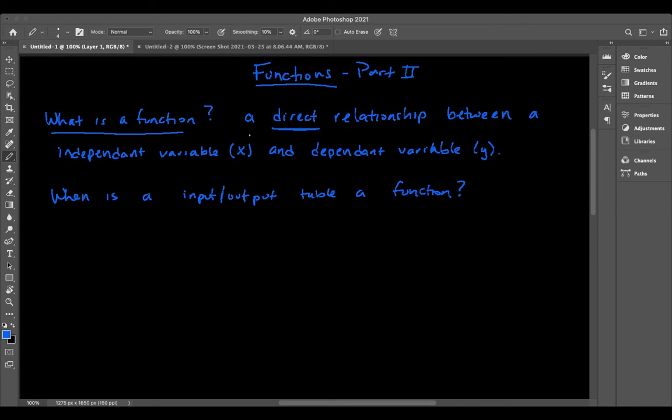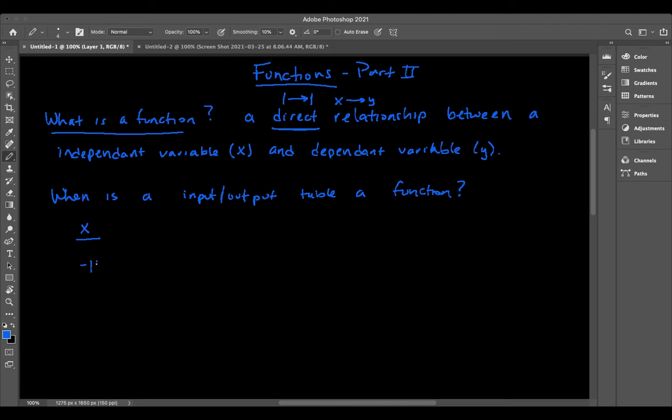What is a function? A function is a direct relationship between an independent variable x and a dependent variable y, okay? Direct. So it means one to one. So basically, x goes to y, and that's how it would work. And so that would be a function. So the idea is, when is an input-output table a function? Okay, so we've been doing a lot of that work in coordinate points. So let me give you a couple examples here.